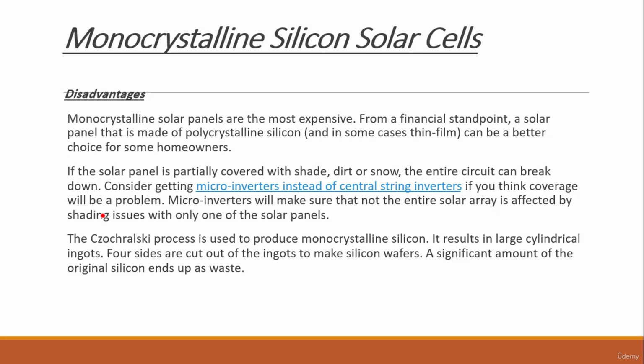The Czochralski process is used to produce the monocrystalline silicon. It results in large cylindrical waste. Four sides are cut out of the ingot to make a silicon wafer. A significant amount of the original silicon ends up in the waste.